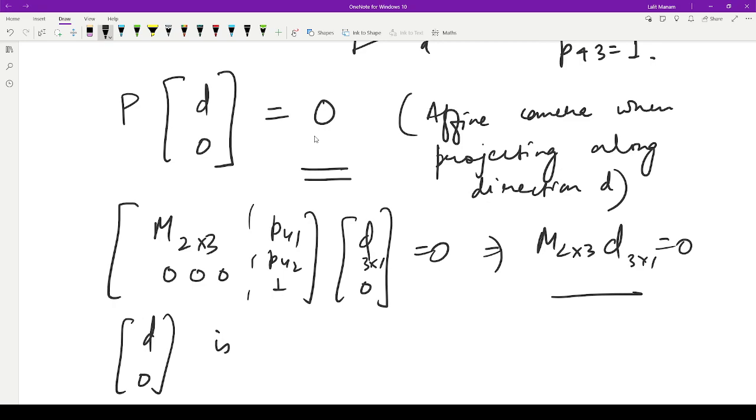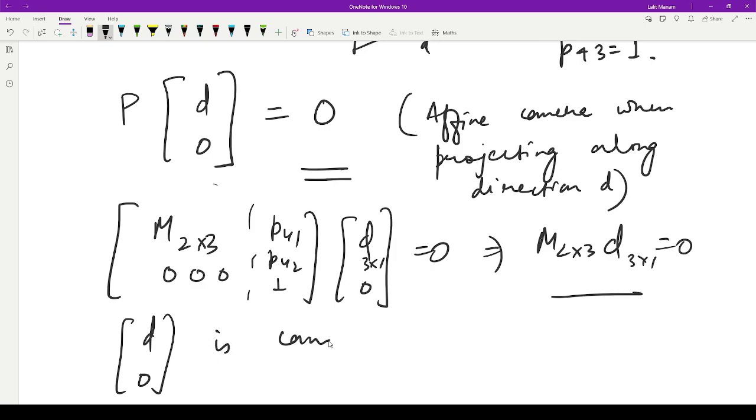We can multiply using the last row so that it will become zero. Like matrix multiplication will be zero. No, no. What I'm saying is this D0 is a singular point of the matrix P. Because all lines are parallel. No. But it's not necessarily the case, right? For a general projection matrix. What is so special about the affine camera?